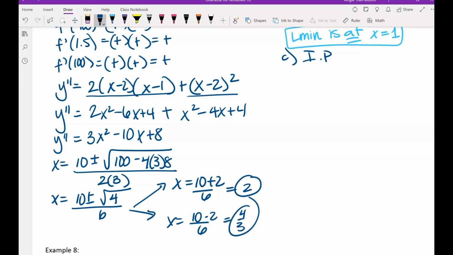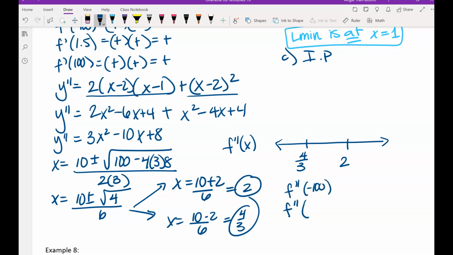All right, I'm out of space there, so I'm going to do it on my number line. I like number lines. I don't know why. You guys might hate it. All right, f double prime of x, I have 2 values, 4/3 and 2. I'm going to do f double prime of left end behavior, f double prime somewhere in the middle, so 1.5, and f double prime of right end behavior. All right, right and left end behavior, this is the easiest because I only need to worry about the power function. So that's square, so everything's going to be positive.